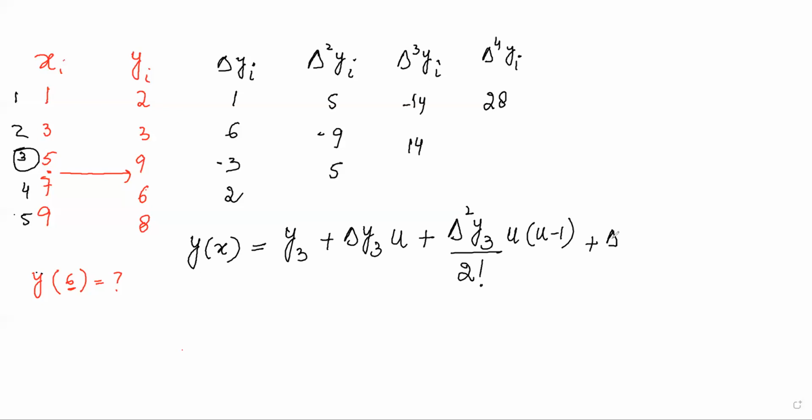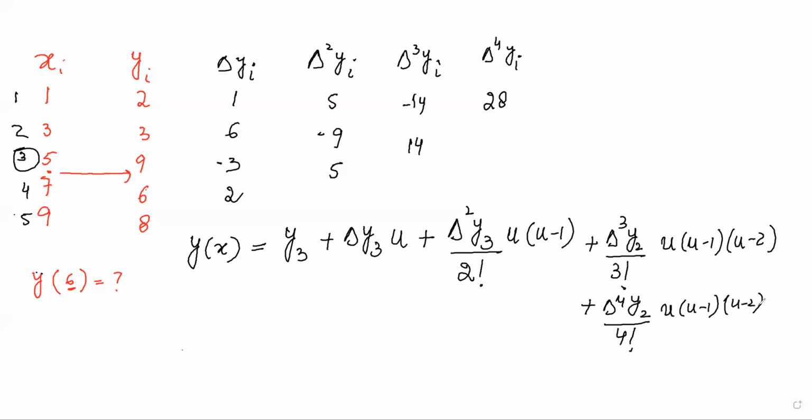plus delta 3 y2 divided by 3 factorial into u into u minus 1 into u minus 2, plus the fourth entry will be delta 4 y2 divided by 4 factorial u into u minus 1 into u minus 2 into u minus 3.